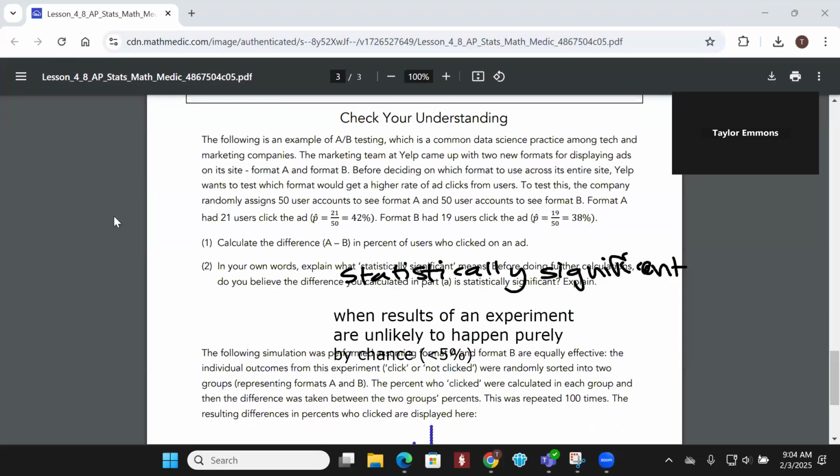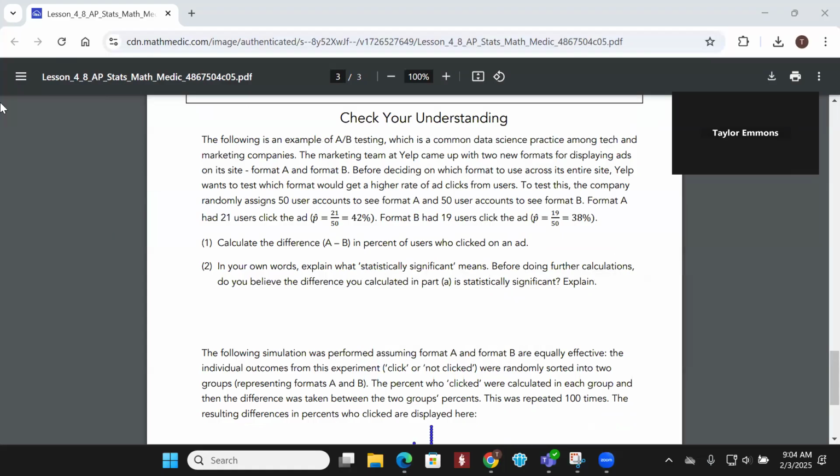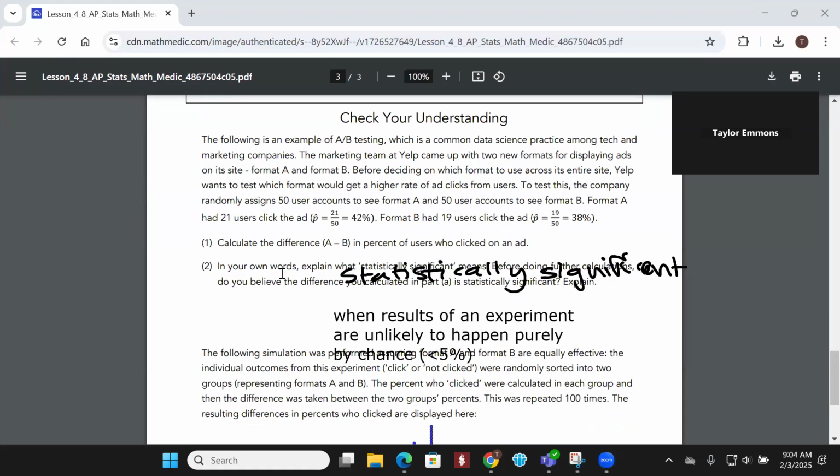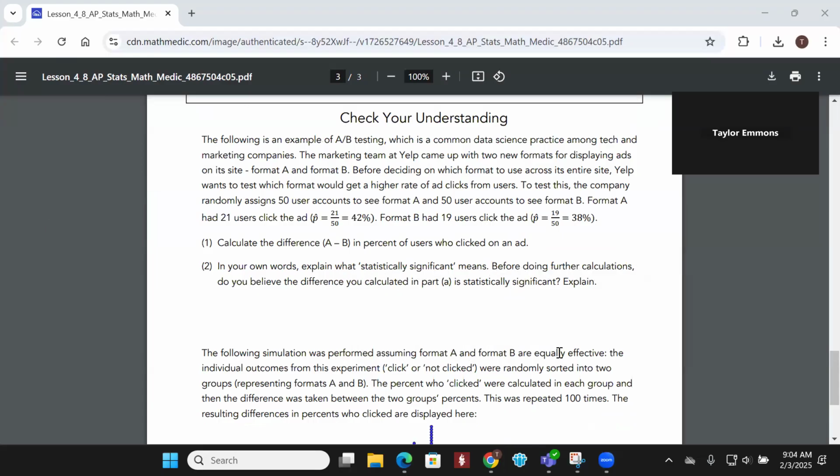A minus B. So what numbers are going to be that? Okay, so 42 minus 38, which gave you 4%. All right, so on number one, it should have been 4%. Yeah, that's what I thought. Yeah, I knew my math was right.